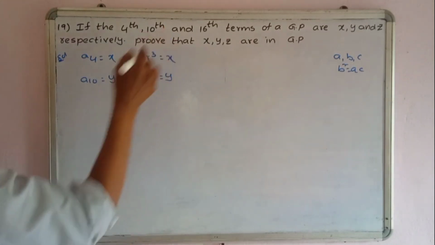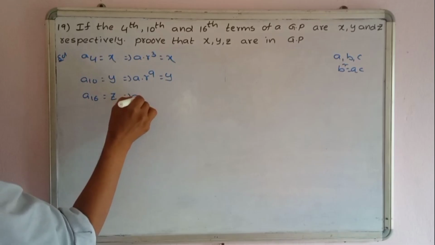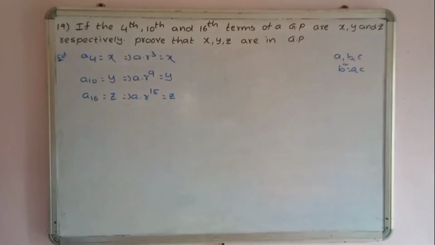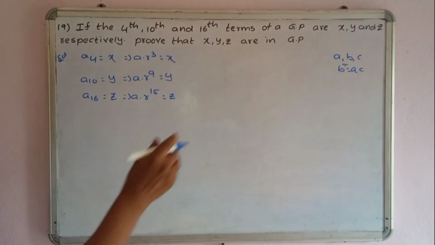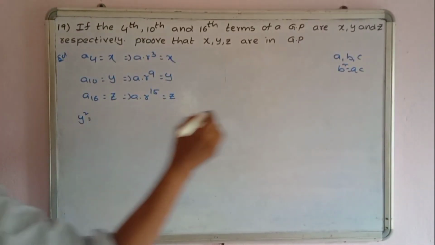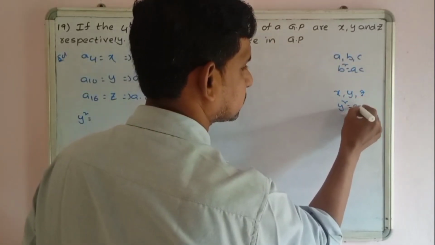So the third condition is the 16th term, a16 equals z. So a times r power 15 equals z. Okay, these are the values. First, find y square. చూడండి, xyz అనేవి జీపీలో ఉండాలంటే కండిషన్ ఏంటంటే y square equals to xz అవ్వాలి.